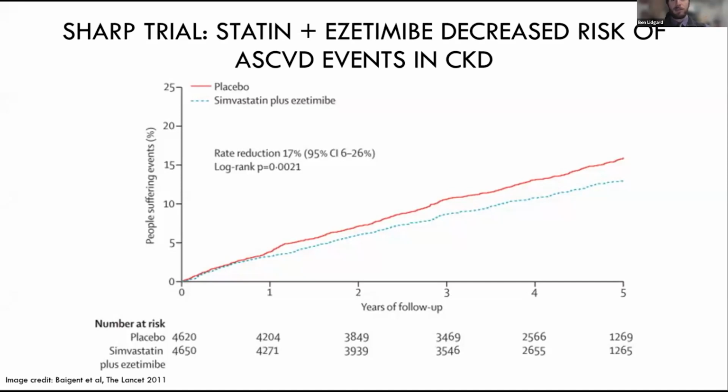And they ended up enrolling just over 9,200 patients. And they found that the intervention actually decreased the risk of the composite of non-fatal myocardial infarction, coronary heart disease death, revascularization, and non-hemorrhagic stroke, with a rate reduction of about 17% here.